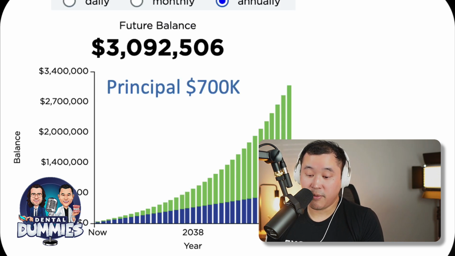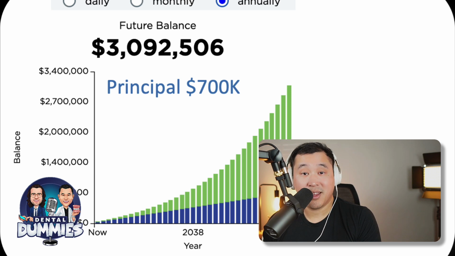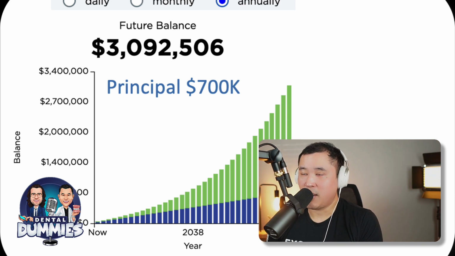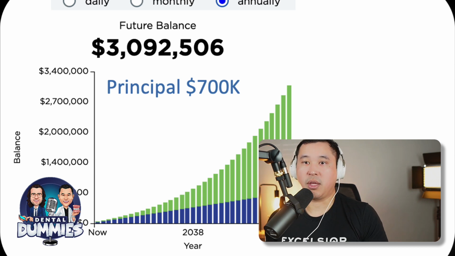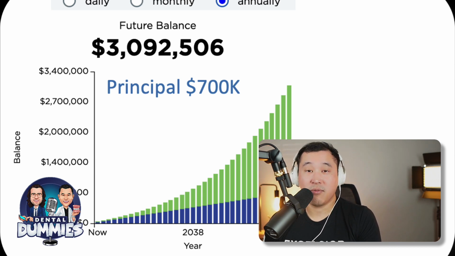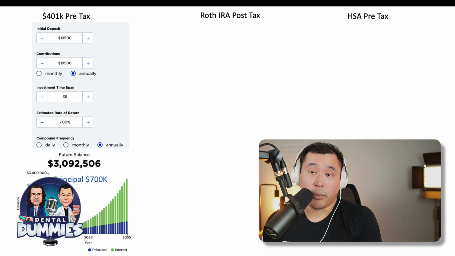So your principal investment here costs you $700,000. You'll have $3 million in the bank. That's 3-4 times. So the math runs, I believe on average in the historical stock market, every 7 years you double your money essentially.